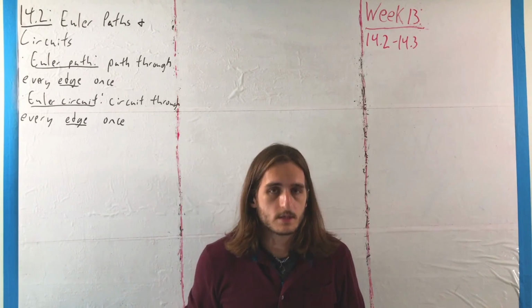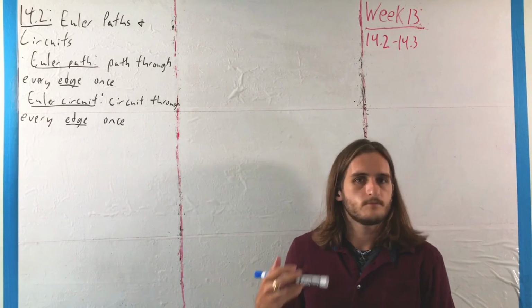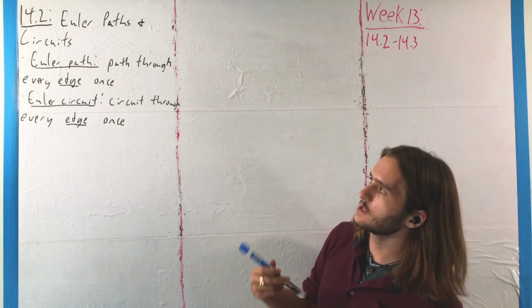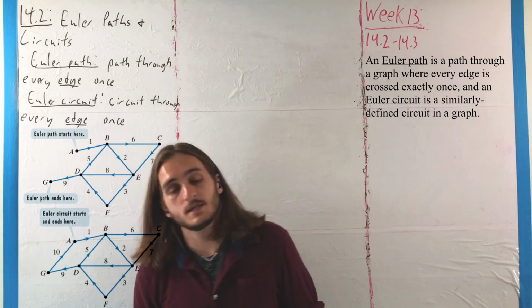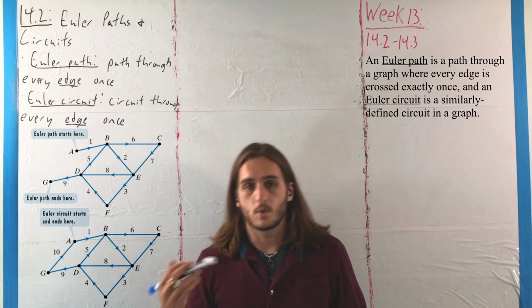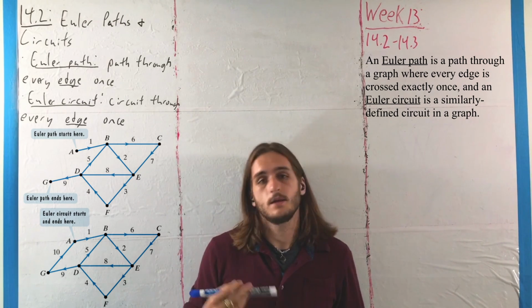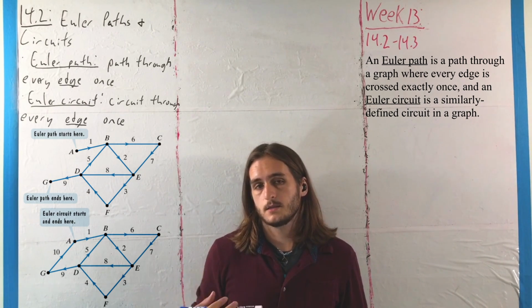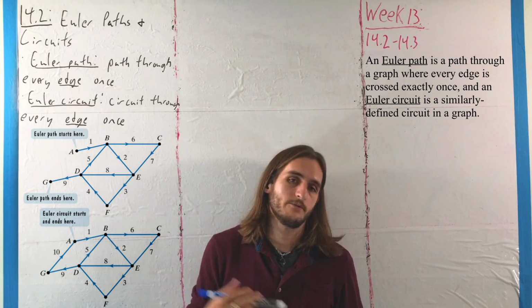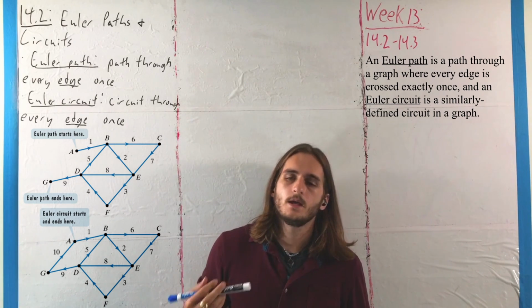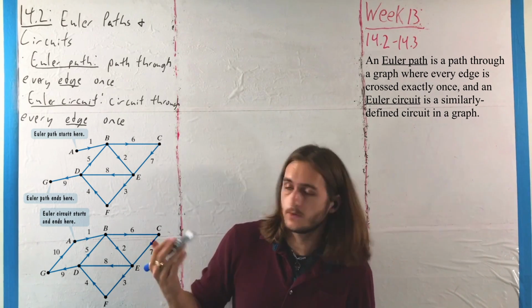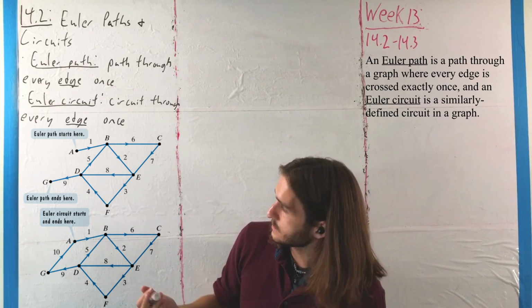And in accordance with this, we have a more general distinction here, talking about things called Euler paths and Euler circuits, where for an Euler path, our goal is to make a path in a graph that crosses every edge exactly one time. And for an Euler circuit, similarly, we want to make a circuit that does this same sort of thing.